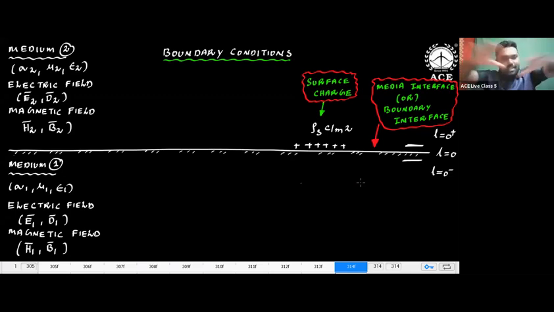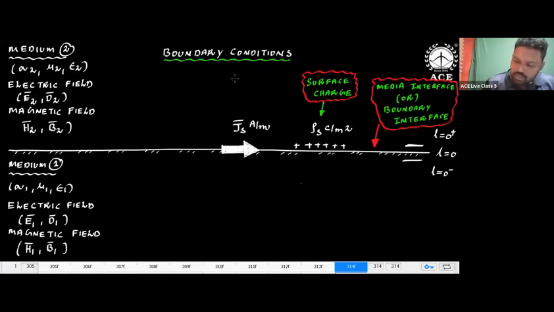Sometimes, because of these charges, when I join the two magnetic materials, there is a possibility for current flow between them. Or, according to the application, you may insert a sheet between the two media, so there may be a possibility for current flow. This is represented as current flowing in the sheet, represented with Js. Units are ampere per meter. This is called surface current.